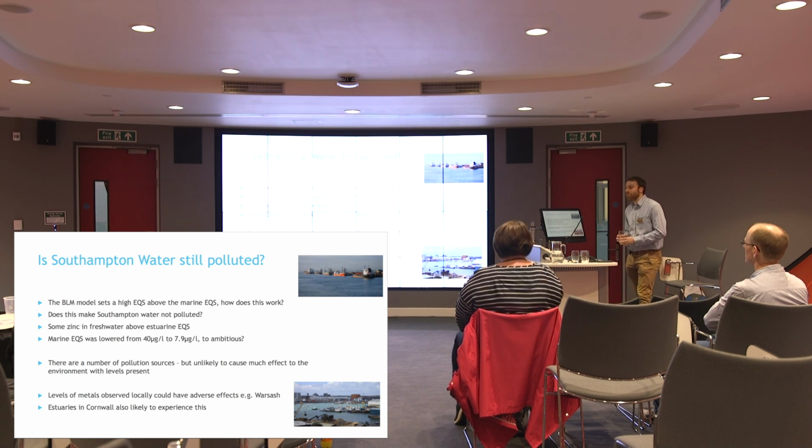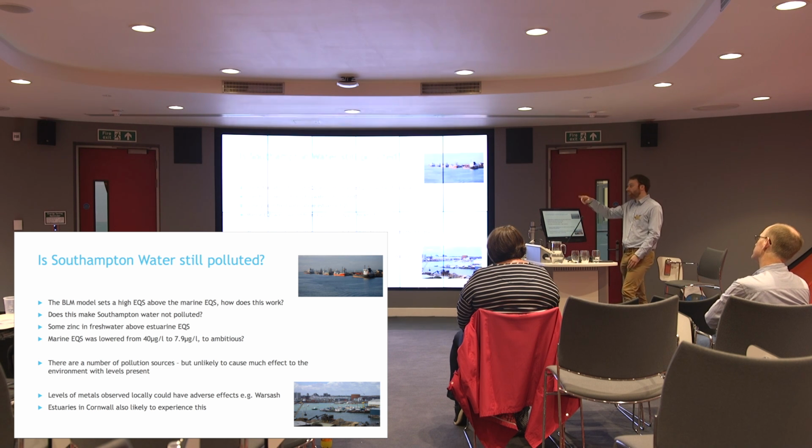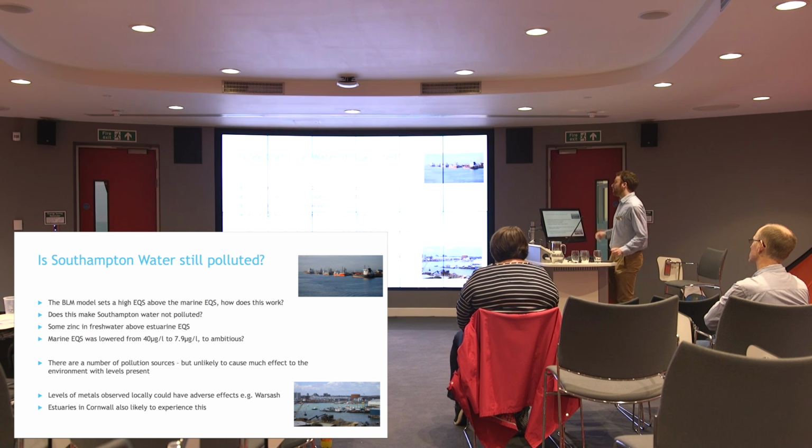Is Southampton Water polluted then? So if we look at the BLM model for the freshwater environment, it's showing us that the freshwater environment isn't actually technically polluted, but then the marine environment is. So there's a bit of a discrepancy there. But Southampton Water is polluted if we look at the levels we're seeing, but it's not significantly polluted, therefore it's nothing that we've got to be significantly concerned about at this current time. And it's also worth noting that the EQS was lowered from 40 microgram per litre to 7.9 microgram per litre 5-10 years ago, so maybe we're being a bit too ambitious at the current time. And as we also saw, there are localised pollution sources within the Hampshire, etc., and also in many other estuaries.